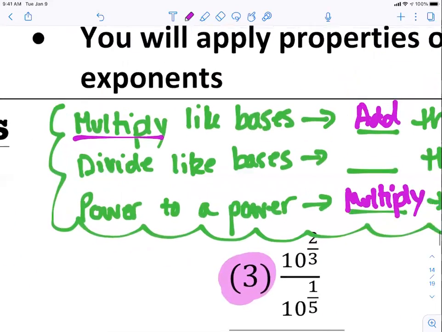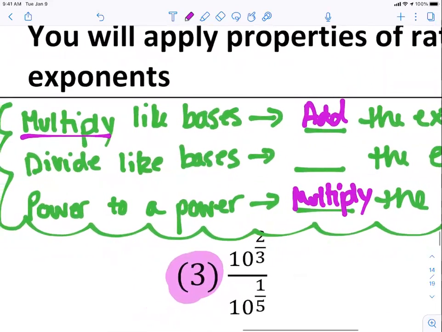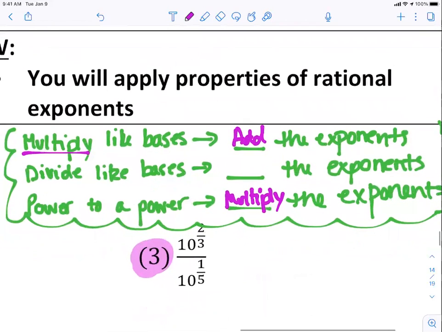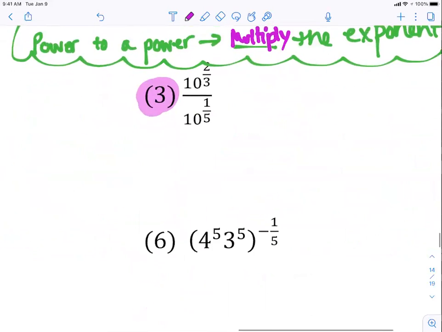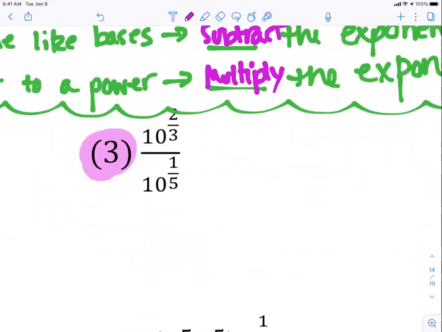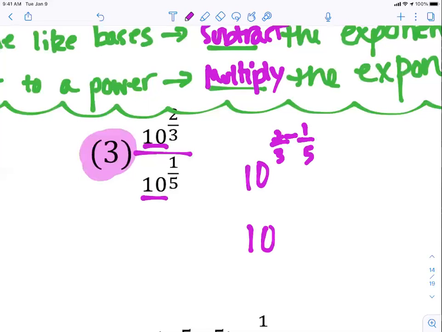All right. The last property that we need to review is the opposite of multiplying. Whenever we multiply like bases, we add the exponents. Dividing is the opposite. We are going to subtract the exponents. Like example 3, no matter what kind of exponents we're dealing with, as soon as I see my bases are the same and we're dividing, I take my exponents and subtract them. So if I take 2/3 minus 1/5, that leaves me with 7/15.